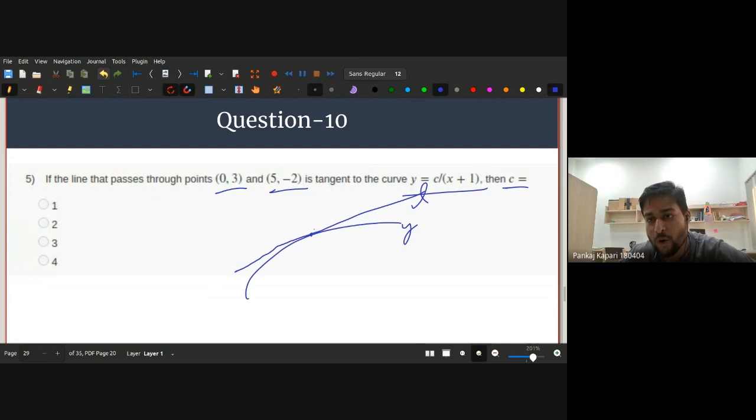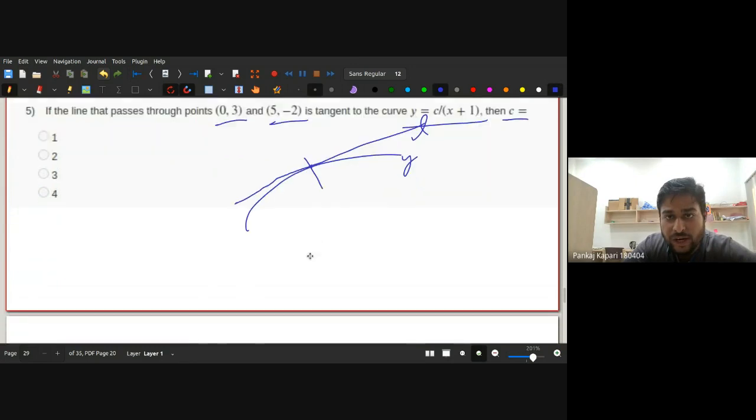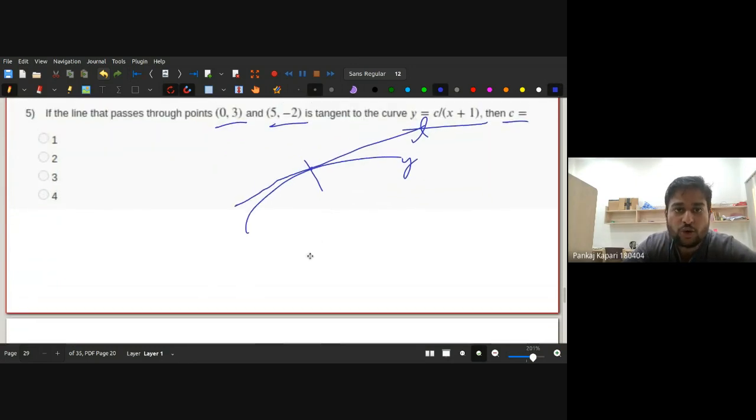So we have to find that point. How do we find that point? Since the line is tangent to the curve, the slope of this line at the point of tangency is equal to the slope of the curve at that point, right? So let's find the slope of the line.